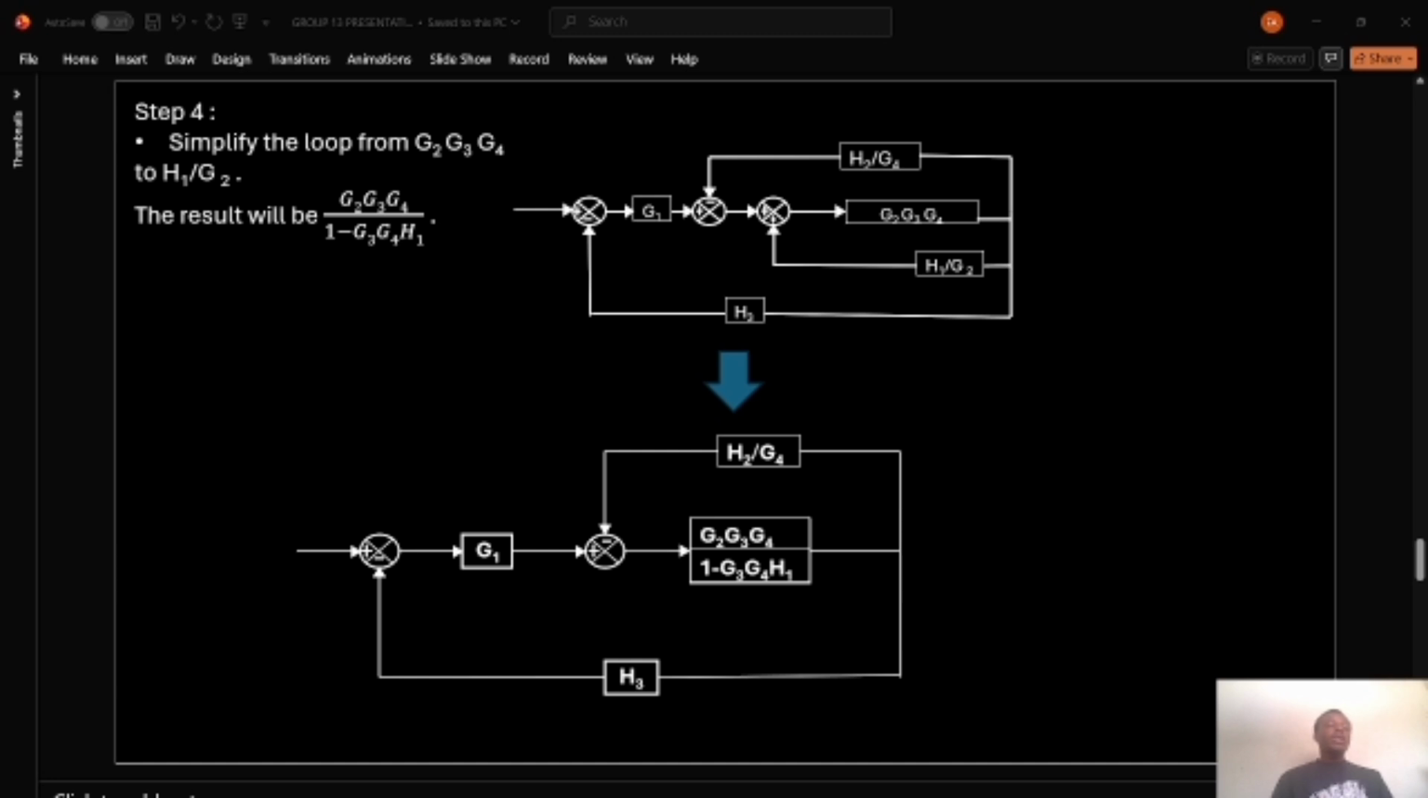After replacing the entire loop with this single equivalent block, the diagram becomes much simpler. Now, instead of 3 cascaded blocks with a feedback loop, we have one single block, which is G2G3G4 over 1 minus G3G4H1. And the remaining outer blocks, G1, H2 over G4, and H3 stay unchanged.